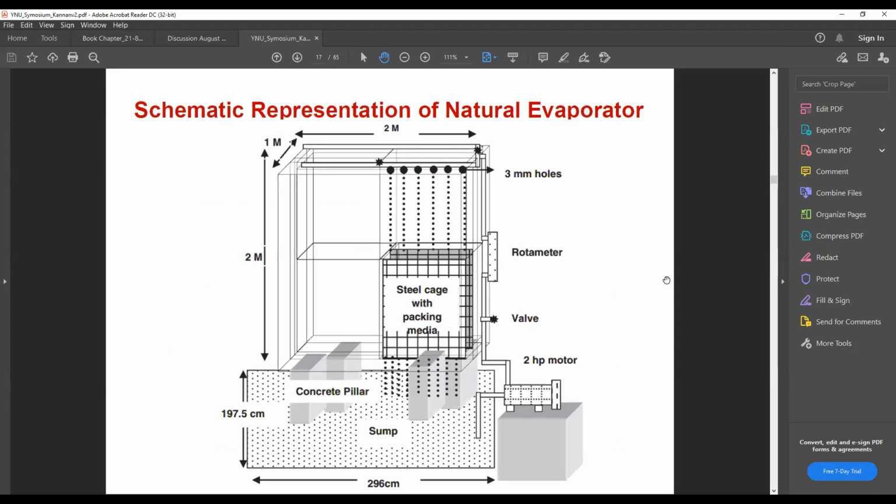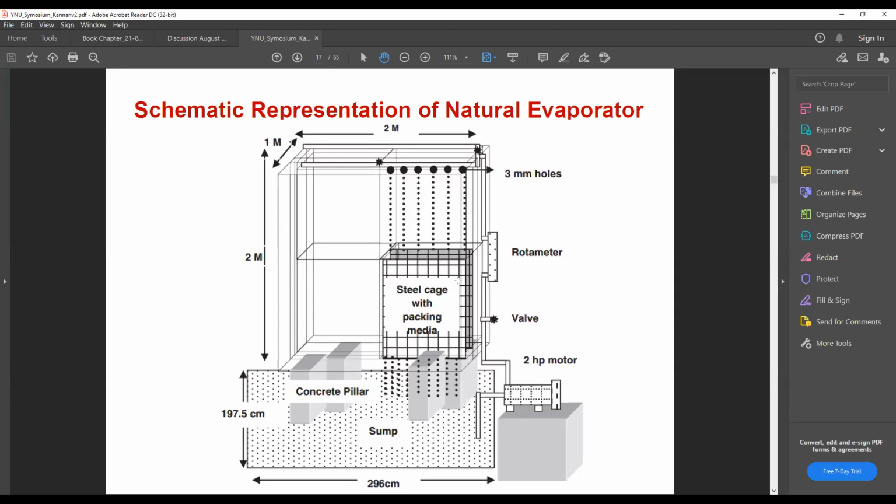prototype in our IIT Madras campus, and we studied the important variables and developed a mathematical model. And after that, we wanted to implement it in the field. So what we did was the civil engineering collaborators designed this entire unit. They created the volume of the sump, and then they distributed the water by pumping it from the bottom towards the top. And it goes through the steel cage, which is having a packing media.